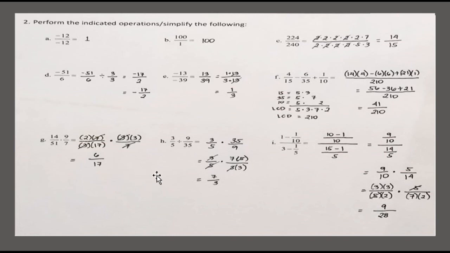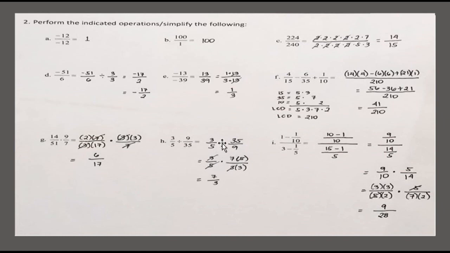Letter H. 3 over 5 divided by 9 over 35. So, how do we divide? What is it when dividing two fractions? So, our dividend, which is 3/5, we multiply by the reciprocal of our divisor. So, instead of 9 over 35, we flip it, the reciprocal is 35 over 9. It is flipped, but our sign is now times, not divide.